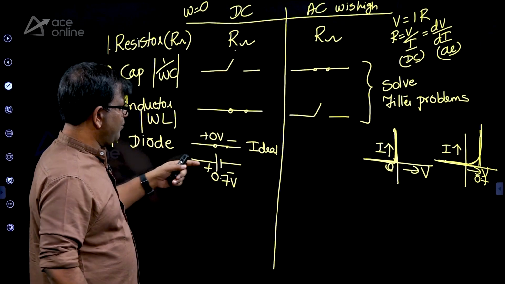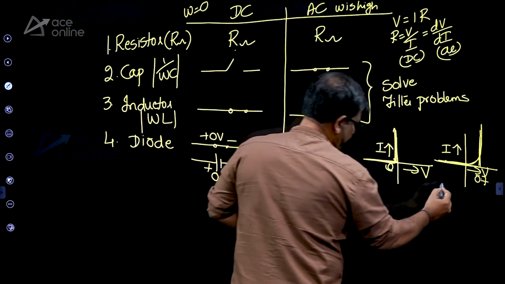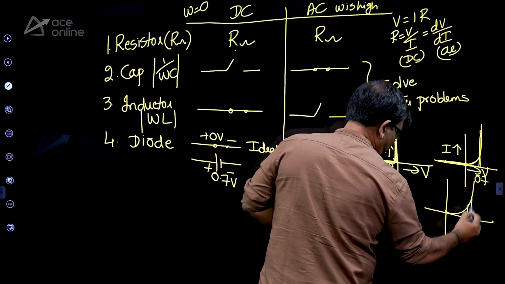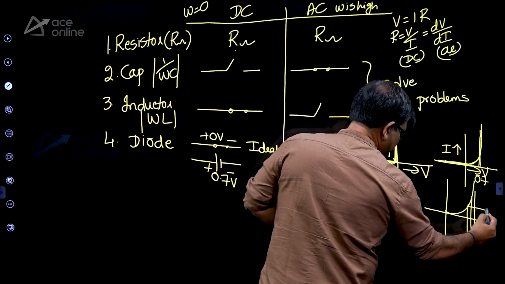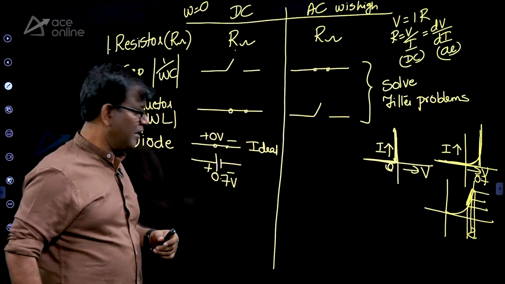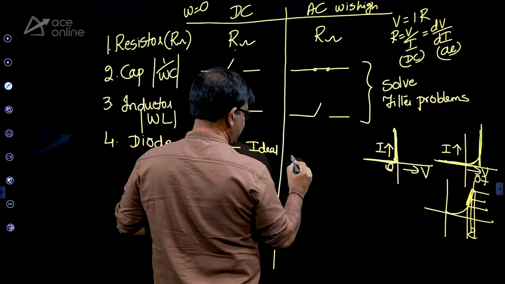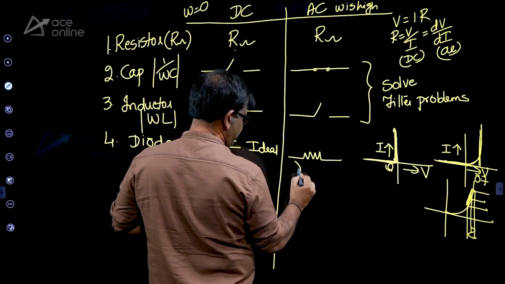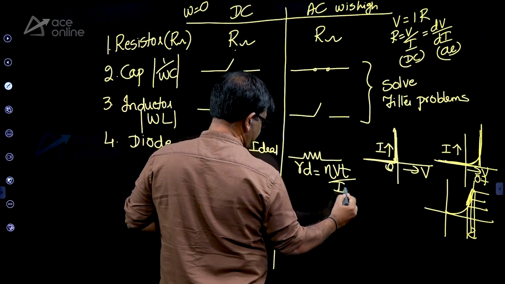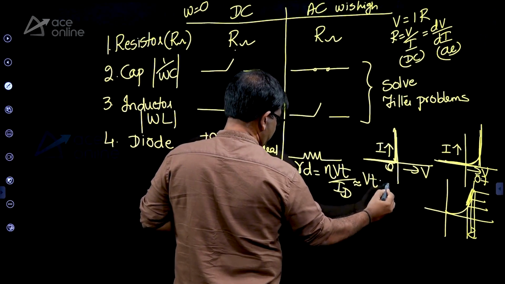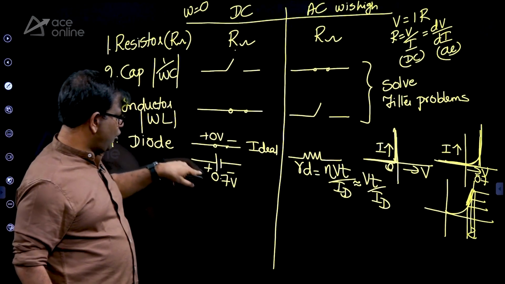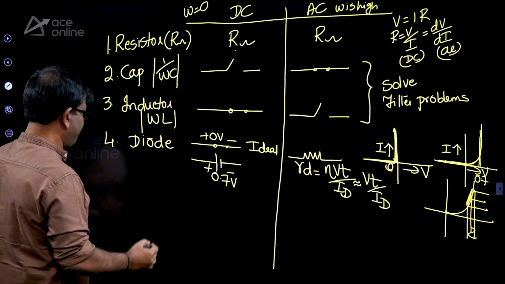And what happens when you apply an AC signal to a diode? When you apply an AC signal or a small signal to a diode, the diode can behave like a bulb. So when you apply a small signal, the diode is replaced by a resistance rd equal to eta Vt by Id. Eta is generally 1. With this model, you can solve a lot of GATE problems.